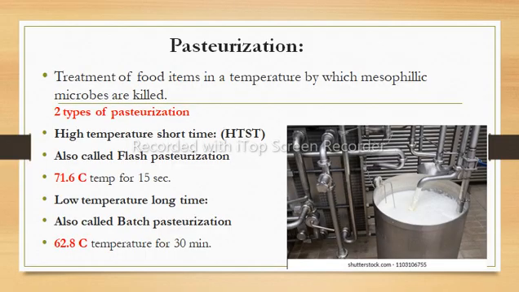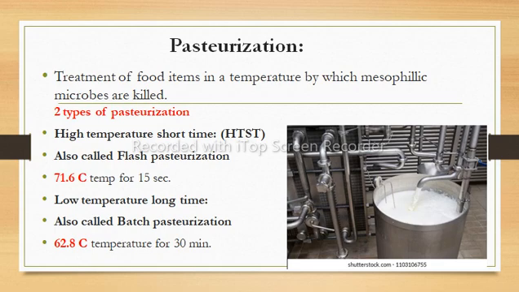Pasteurization is treatment of food items at a temperature by which mesophilic microbes are killed. Pasteurization destroys most of the microorganisms that cause food spoilage and so prolongs the storage time of foods. It is mainly used in dairy products, that is packed and unpacked food items. There are two types of pasteurization. Number one, high temperature short time, and number two, low temperature long time.